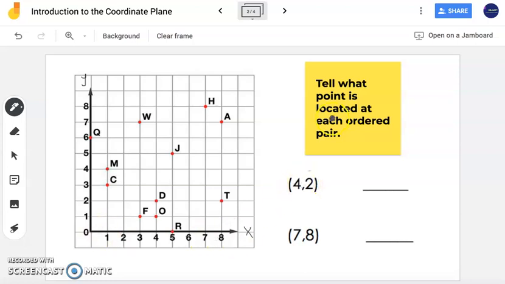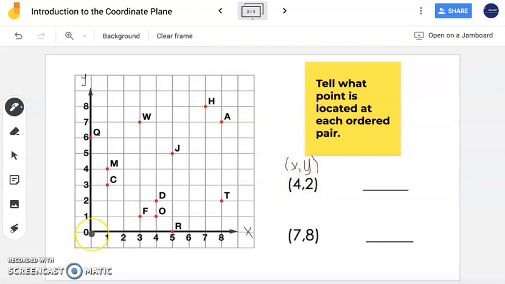Now, here in this question, it says, tell what point is located at each ordered pair. My point is described as an ordered pair, which is created by an x value with a comma and then my y value. So those numbers really mean something. Those numbers create the point, also known as my ordered pair. Now here I have 4, 2. My x value is 4, my y value is 2.